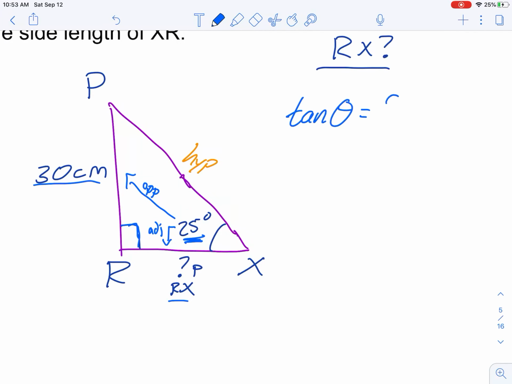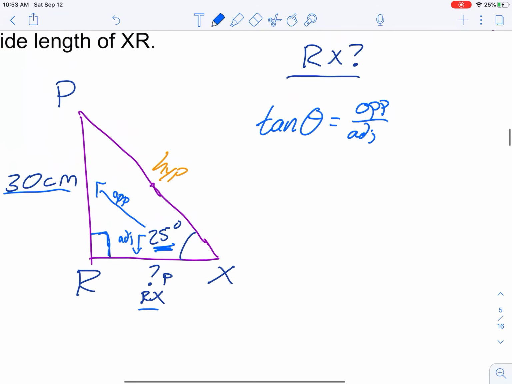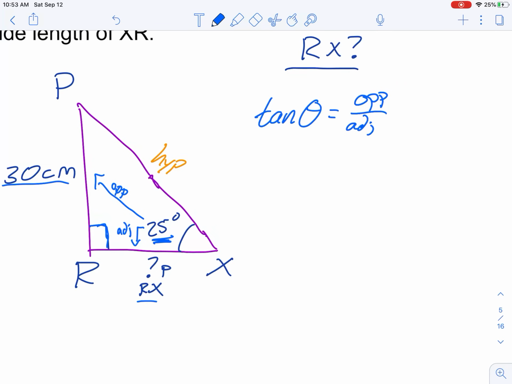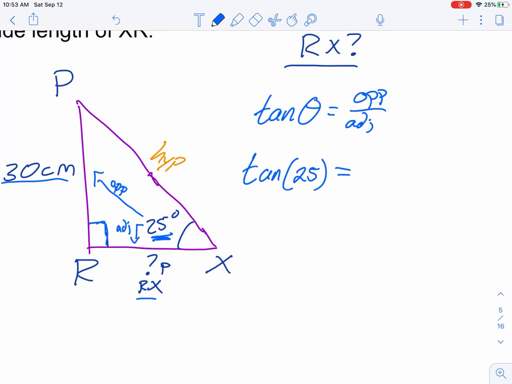So let's write our tan equation. Tan angle equals opposite over adjacent. Now at this point, we can start solving for some things. Our opposite side length is 30 centimeters. So I'm going to write this generic: tan, and I'm going to put 25 degrees in here. What's the opposite side to 25 degrees? Well, it's the 30 centimeters. It would be P to R, so I'm going to write PR.